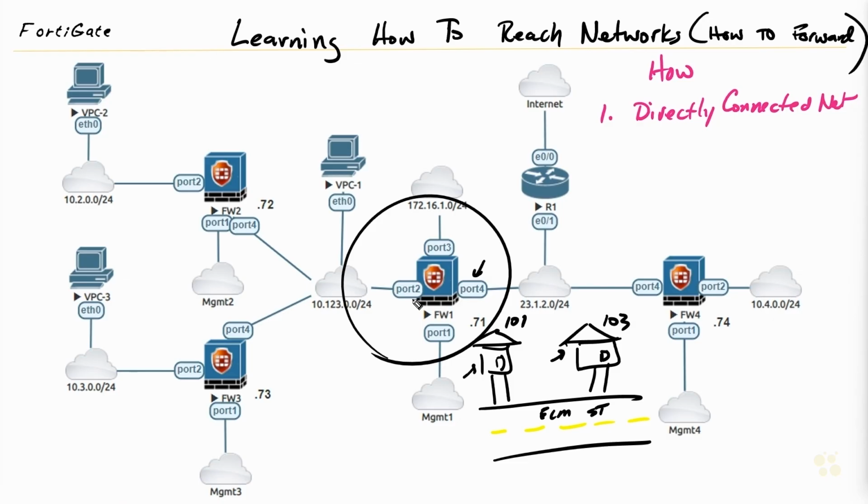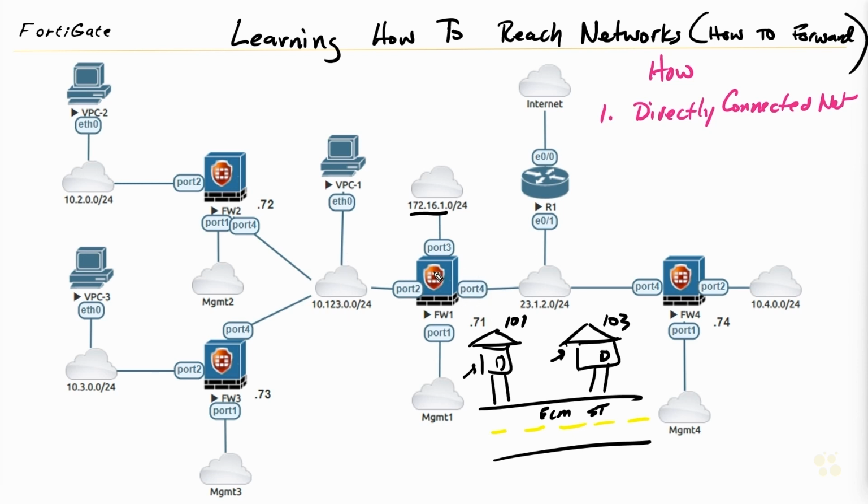And the same thing happened with the DMZ. Once we took port 3 and assigned it the IP address of 172.16.1.71 with a 24-bit mask, it knew, oh wow, I'm directly connected to the 172.16.1 subnet. So that's our first option regarding how to train a device on how to reach a network. We can just directly connect it with one of its interfaces to that network.